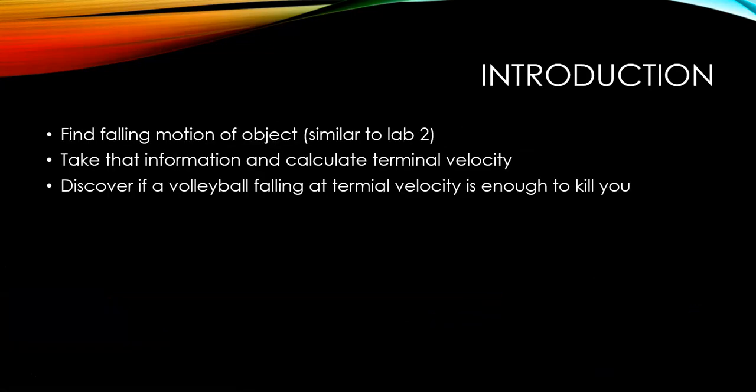So what I did was I changed up the object and basically did similar coding and calculations that I had to do for Lab 2, and then just took that final information and calculated if a volleyball falling at terminal velocity was enough to kill somebody if it hit them on the ground below.